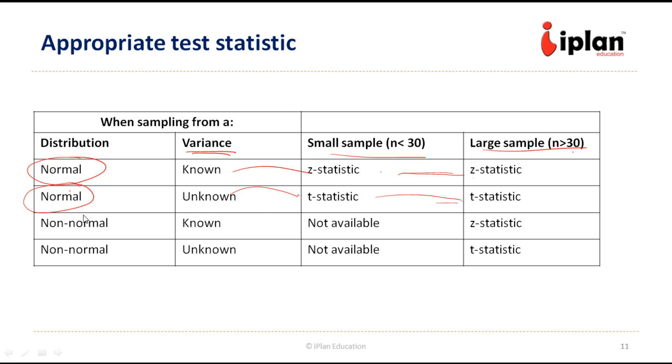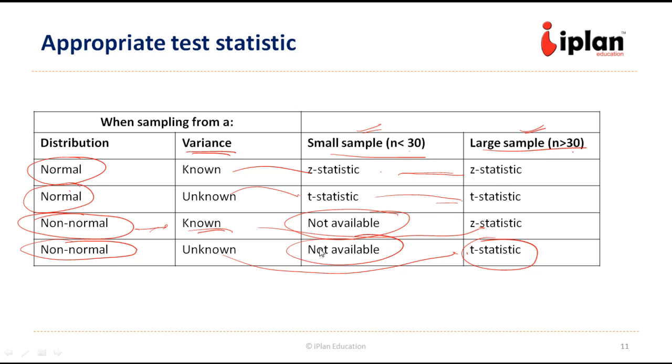But if the distribution is not given to be normal, then we cannot do with a small sample. We definitely need a large sample, and the rule remains the same. If the variance is known, use the z statistic. If it is unknown, use the t statistic. The only difference is if the distribution is not normal, then we need to have a large sample. If the sample is small, then we cannot do any hypothesis testing in that case. Now let us take one numerical example to clarify hypothesis testing.